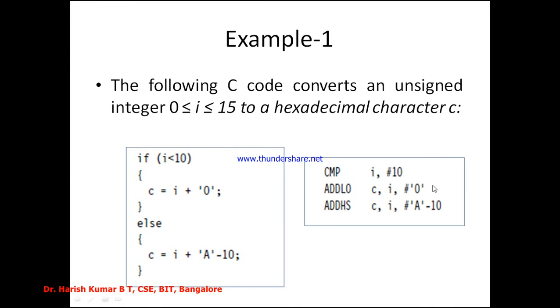Now the equivalent hexadecimal code is like this. I am comparing i with 10. As long as it is lower, I add the hexadecimal ASCII value of 0 to i, and that is the character. Otherwise, it is the same logic.